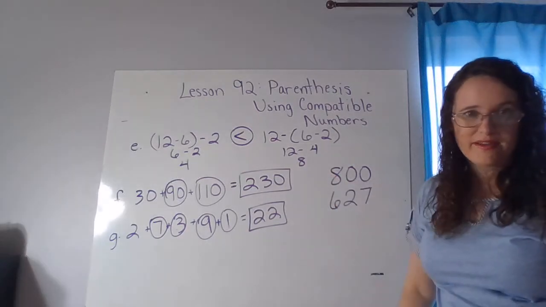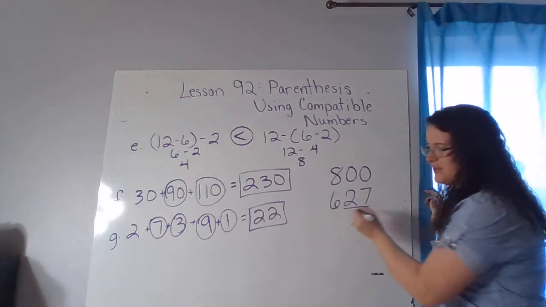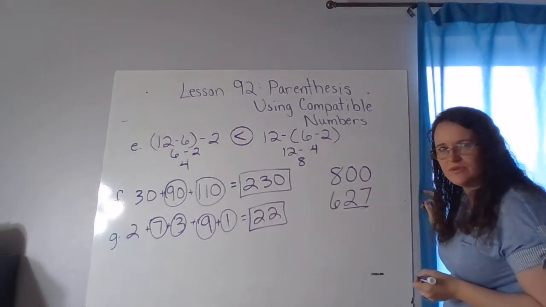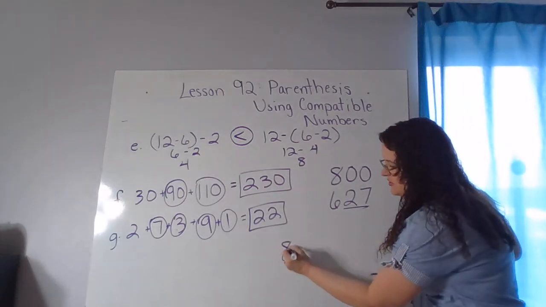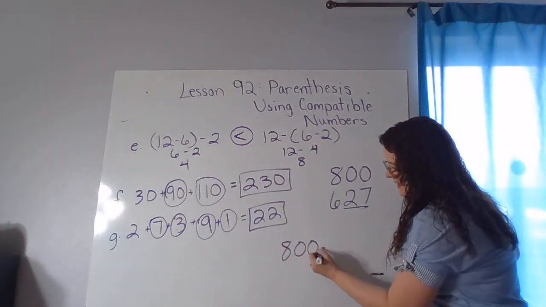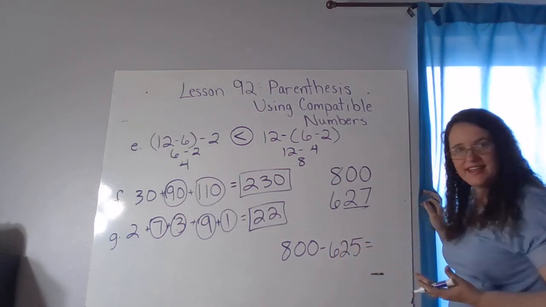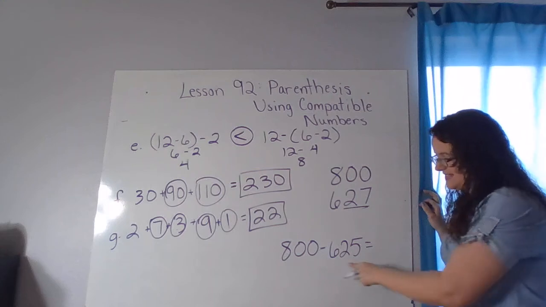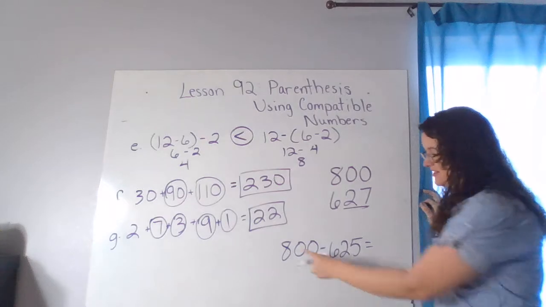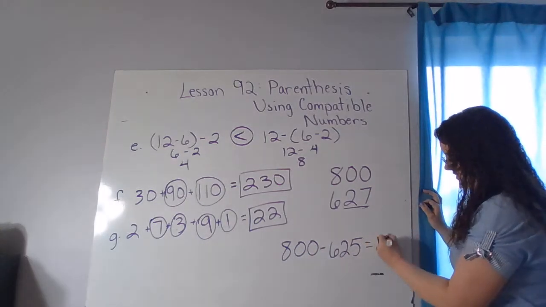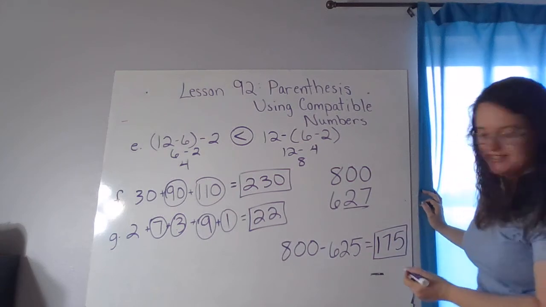Well, these aren't compatible. But look at this 27. What is that really, really close to? Ooh, it's really close to 25. So I could do 800 minus 625. And I can do that in my head. I know that I need 75 to get up to 700. And then another 100 to get up to 800. So my answer would be about 175 pieces.